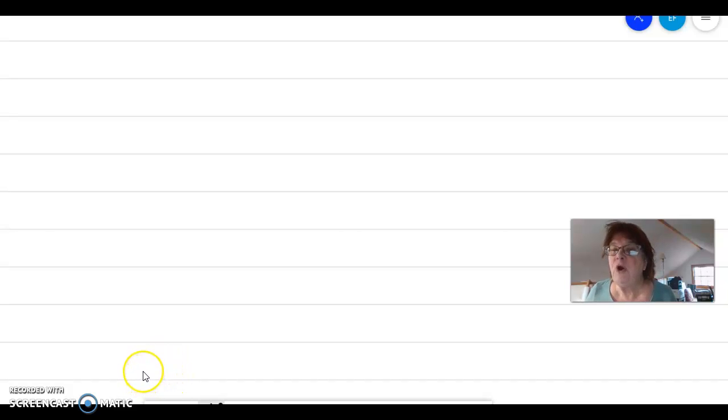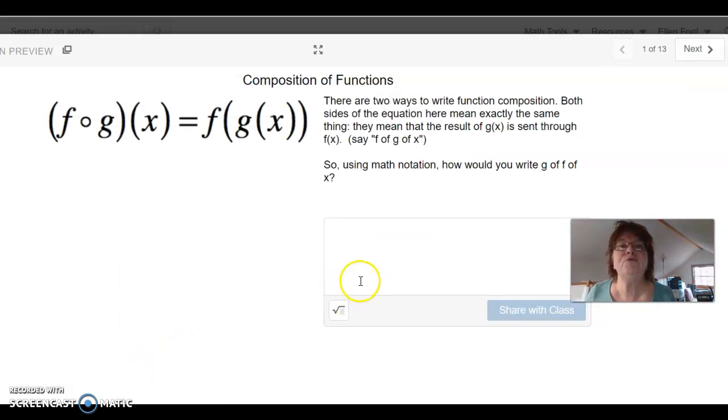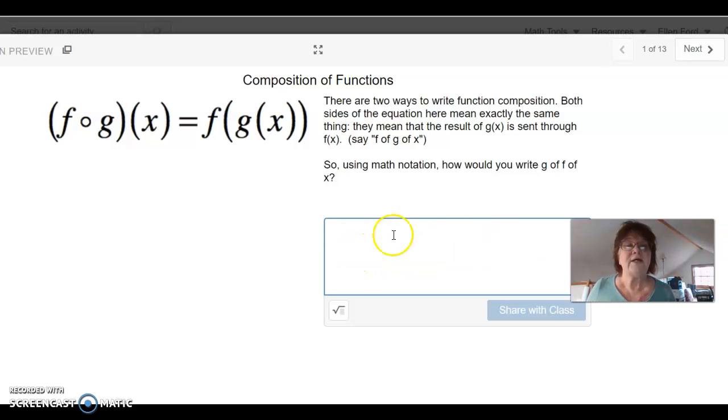Okay, so when you open up the assignment, it's going to bring you to this first Desmos screen. And you see how it says up here that it's one of 13. So in order to do this assignment, you have to do these 13 screens. And any place in the assignment where it has a place for you to type something or a place for you to graph something, when you do it, it'll be saved and it comes back to me in Google Classroom and I can grade it. So it's pretty cool.